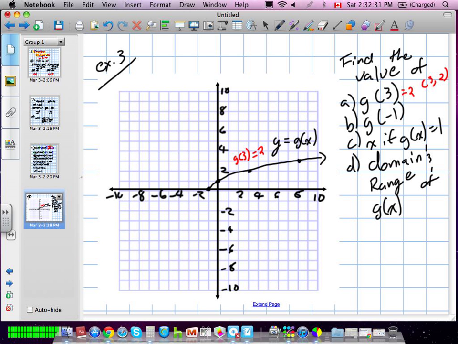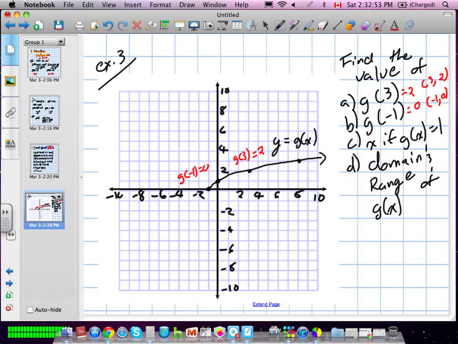So in the next one, they asked us for g at negative 1. Well, we have to look for negative 1. What is it? It is 1. Is it? Oh no, it's 0. So g at negative 1 is equal to 0, and that coordinate is negative 1 and 0.